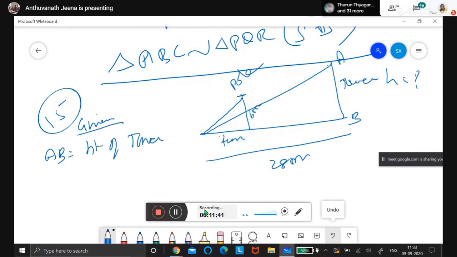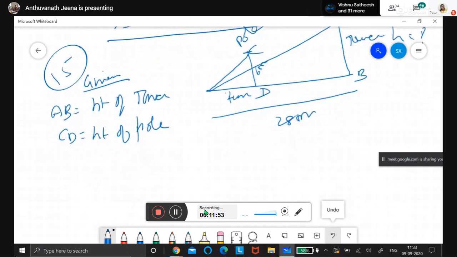Then here you give some other letter. What can we give? CD. CD is the height of the pole. Okay. And then you start. Now we need to find out H. To find H, first, what you should do, children?